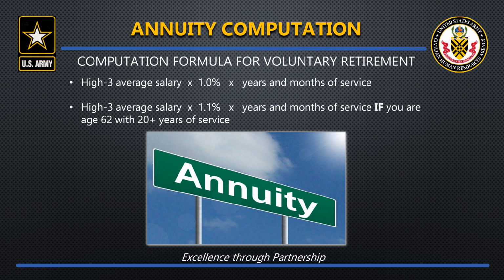The formula for calculating your annuity for voluntary retirement is your high 3 average salary times 1% times your total years and months of service credit. If you are age 62 with at least 20 years of service, your calculation is your high 3 average salary times 1.1% times your total years and months of service credit. If you would like an estimate of monthly retirement benefits based upon your current high 3 average salary, you may access the total compensation statement in the GRB platform at the top left of the home page.